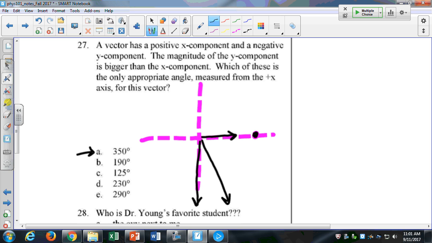So that can either be A or E. And the way I want to tell which it is, A or E, is because the y component is bigger, I am south of this 45-degree mark. So I'm closer to the 270 than I am to the 360. So the 290 is the only possible answer. For 350 degrees, the x component would have to be bigger than the y component. But that's not what it says. The y component is bigger than the x component. You can see something like that on the test as well.